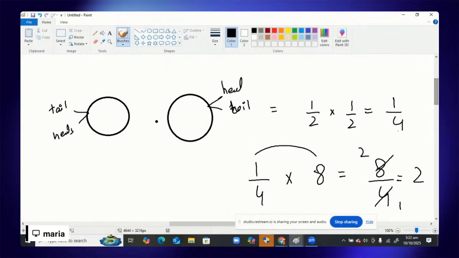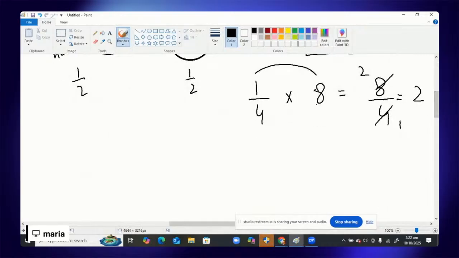You understand this one? There are two coins. This is the first coin, this is the second coin. This probability is 1 by 2, this probability is 1 by 2. First of all, we are multiplying their probabilities. Then how many times? The number of times is 8, so 8 is multiplied with the answer. If the number of times is 4, then you are multiplying by 4.